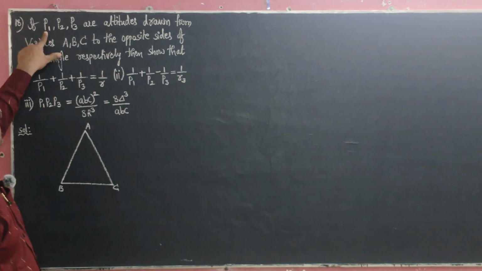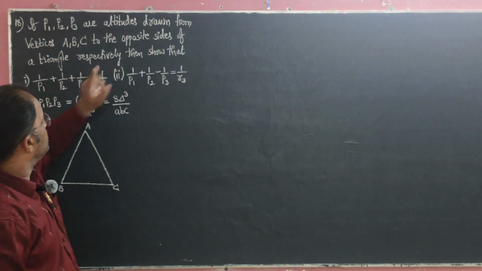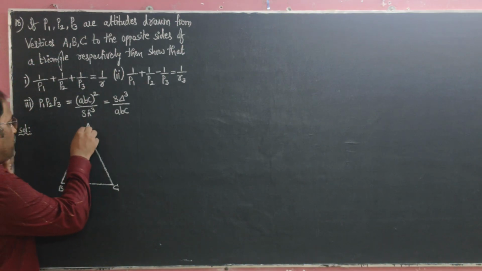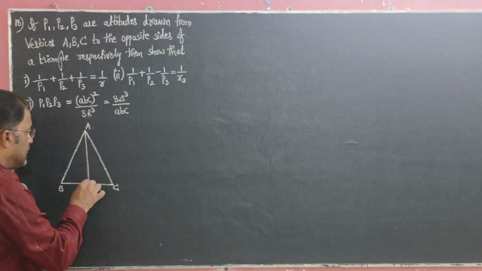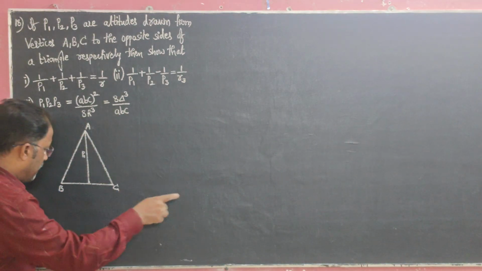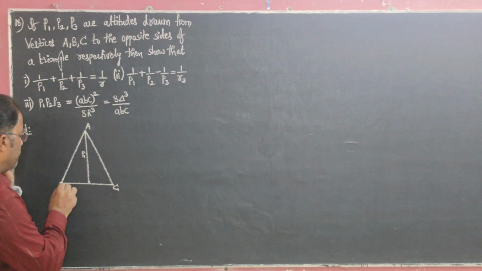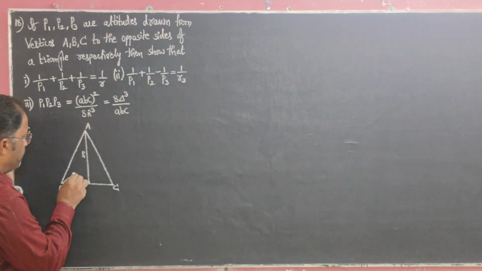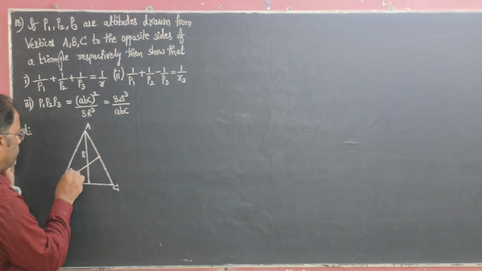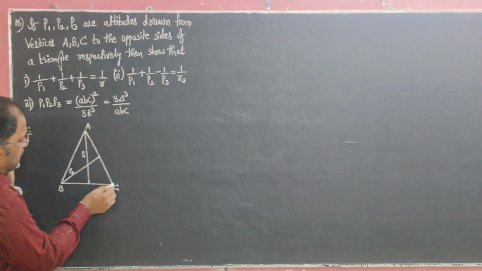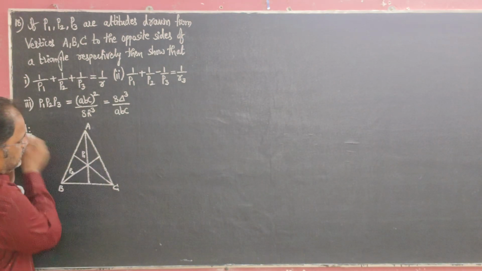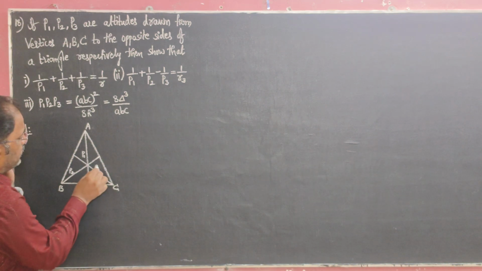Right? So P1 is the altitude from A to the opposite side BC. Next, from B to the opposite side AC, this one is P2. Clear? And from C to the opposite side is P3.